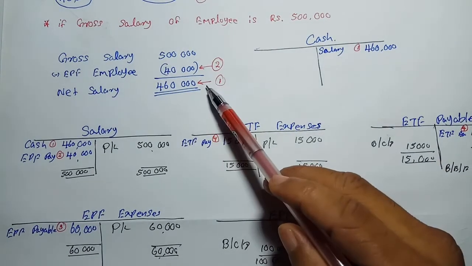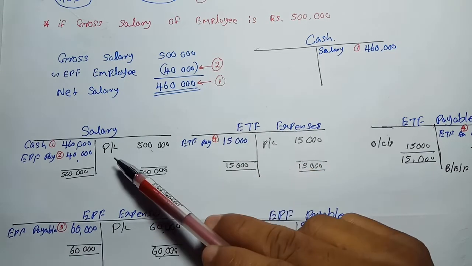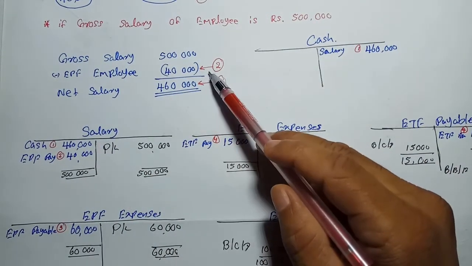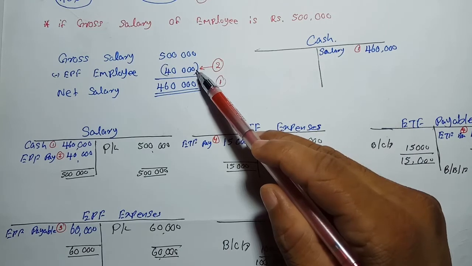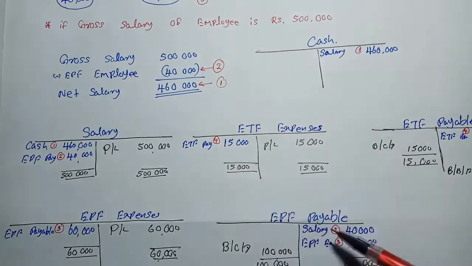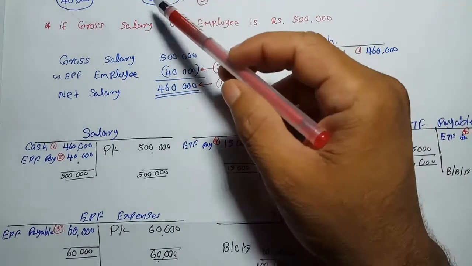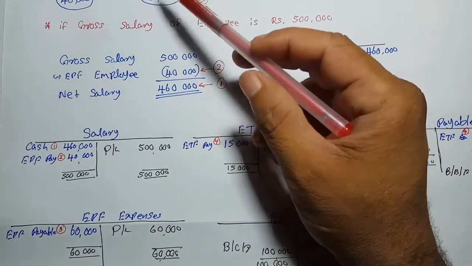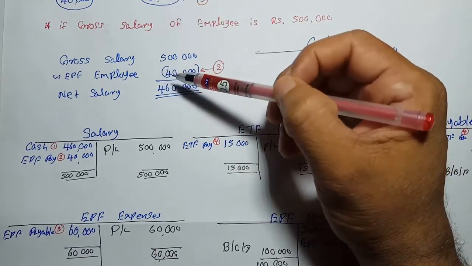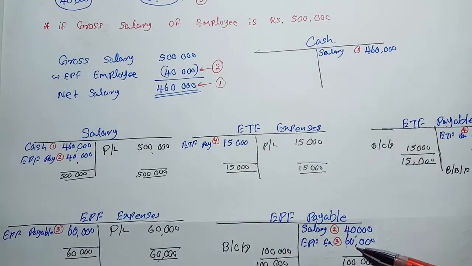First step, net salary should be paid with cash to the employee as a salary. Therefore, cash account credit, salary account debit. Second one, contribution of employee for EPF should be recorded. That is also part of salary. Therefore, salary account debit, EPF payable account credit. Third step, contribution of employer for EPF should be recorded. That is not part of salary, cannot be deducted from salary. Therefore, separate expense: EPF expense account debit, EPF payable account credit.